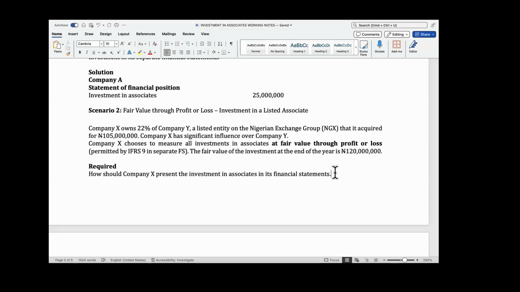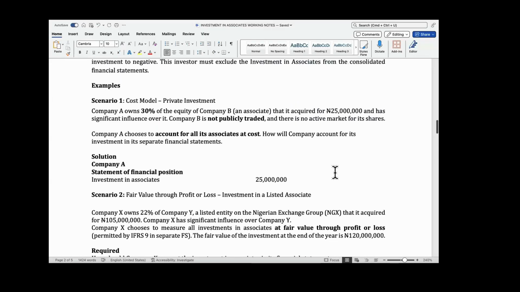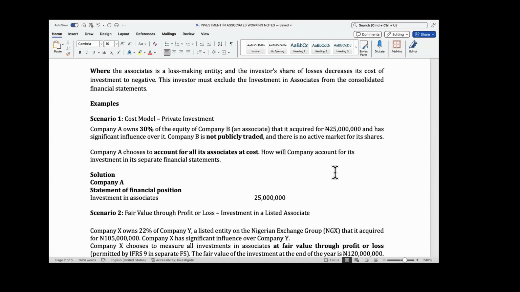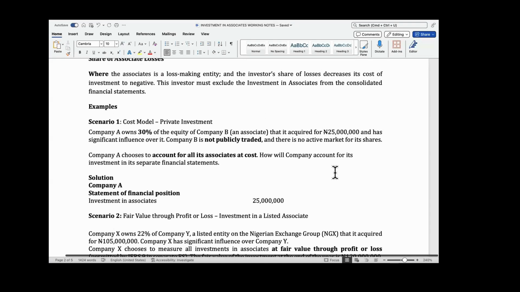Okay, please go ahead with your question. Okay, sir. Please, can you just scroll back to the question for the solution A you just saw? Okay. Yes, I would just want clarity on this statement that company B is not publicly listed. So how does that affect the solution you just gave?